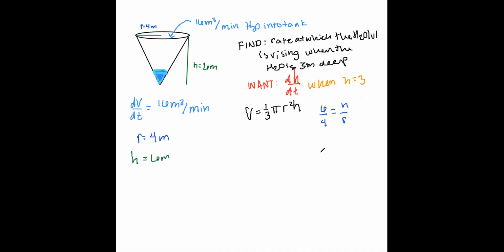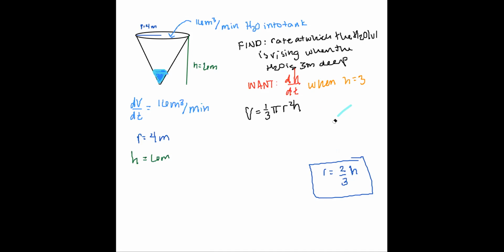So we rearrange this for R. We say that this is 6R is equal to 4H. R is going to be equal to 4 over 6, which is 2 over 3 H. And that is going to be general. So this is going to be able to be applied to any cone that is within this cone.